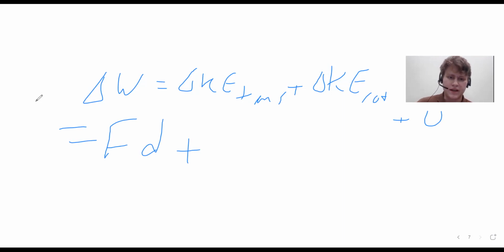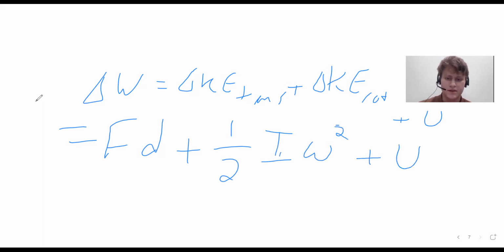And so in that case, our rotational kinetic energy would then be 1/2 times the inertia of our system times omega squared, plus U.